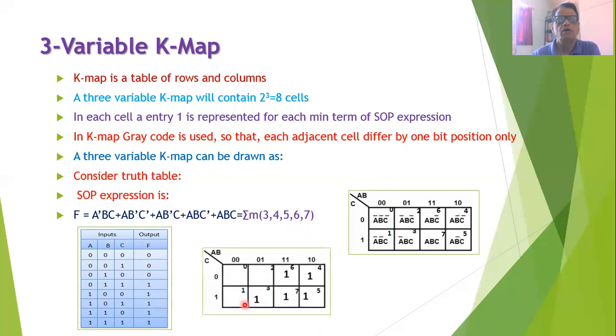Now we can draw the 3-variable Karnaugh map for this given truth table, and we will make the entry for the cell number 3, 1, 4, 1. For 5, we will make an entry 1. For 6, we will make an entry 1. And for 7, also we will make an entry 1.